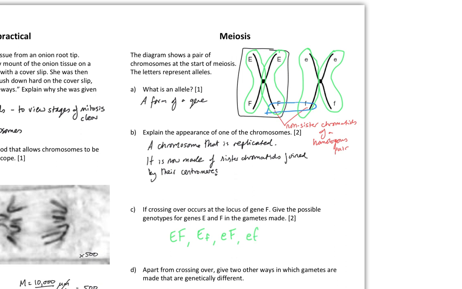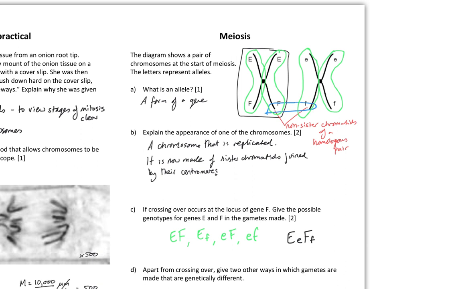All we've done there is expanded the genotype, because if this is one organism, it's got a big E and a little e. It's heterozygous for gene E. It's just got two big E's and two little e's because it's copied its chromosome, and it's got a big F and a little f. So that's its genotype: big E, little e, big F, little f.